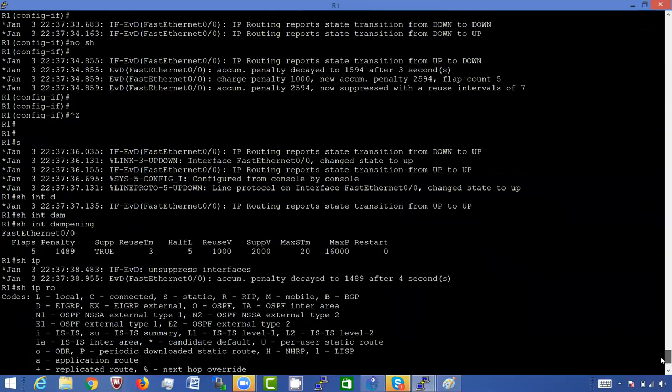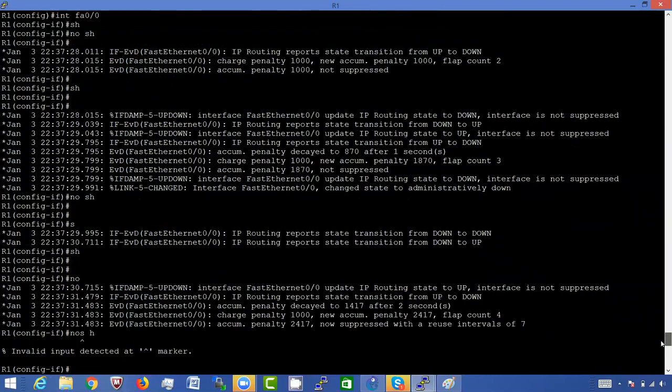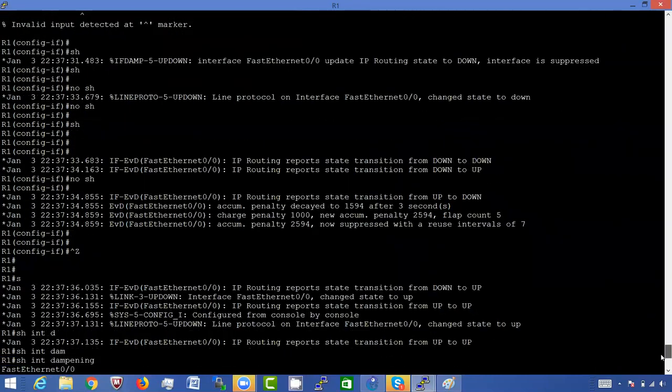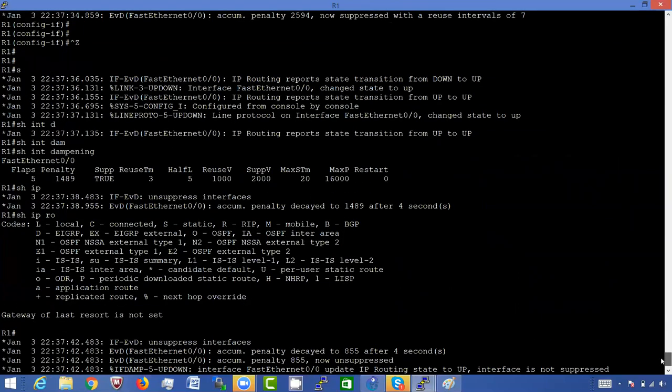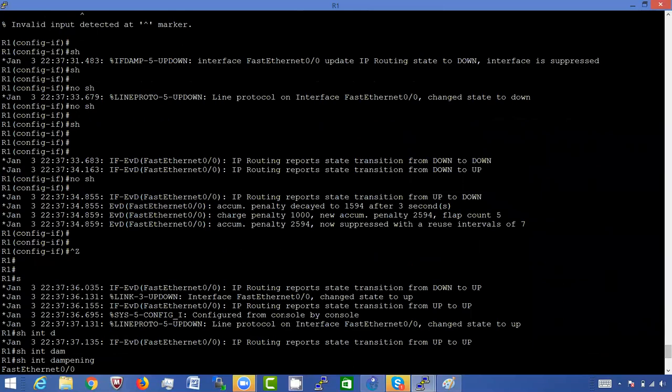See what has happened. I have shut and unshut this interface a couple of times. See, where was my last shut, unshut? See, this was my last shut, unshut. At that time, my penalty was 2594. That means this penalty exceeds my threshold, so this interface will be suppressed. When my penalty was 2594, what did my router do? My router suppressed this interface.